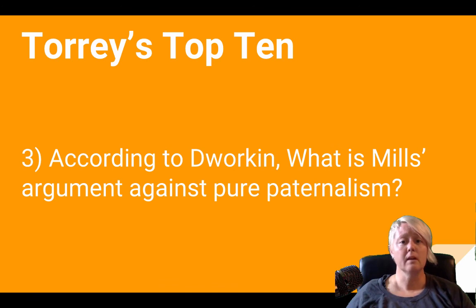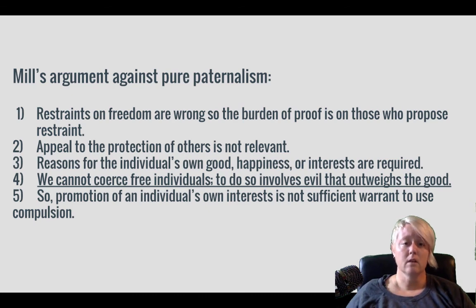Number 3, according to Dworkin, what is Mill's argument against paternalism? We said a moment ago that although Dworkin is arguing that there are some cases where paternalism is justified, Mill argues that pure paternalism is never justified. Here's Mill's argument. Mill argues that restraints on freedom are wrong, so the burden of proof is on those who propose restraint. Moreover, appeal to the protection of others is not relevant in cases of pure paternalism, and reasons for the individual's own good, happiness, or interests are required. We cannot coerce free individuals. To do so involves evil that outweighs the good. Therefore, the promotion of an individual's own interests is not sufficient warrant to use compulsion.